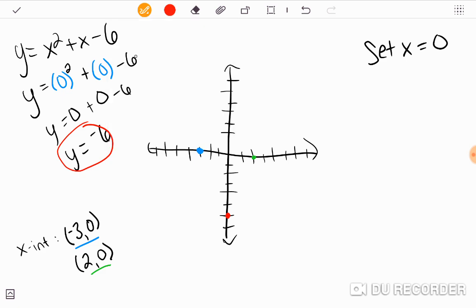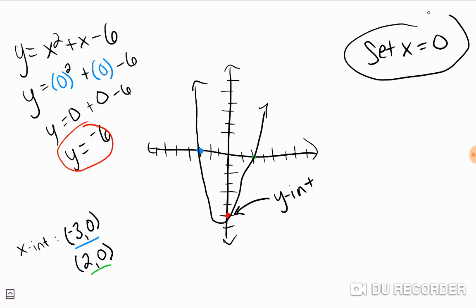That means our graph is somehow going to connect all of these dots here. Now we don't know exactly where our vertex is, but we're not too worried about what the graph looks like right now. All we're worried about is that point right there, our y-intercept. Hopefully you guys see how to solve for the y-intercept. Remember, you just set that x equal to 0, and it's that easy to solve for the y-intercept.